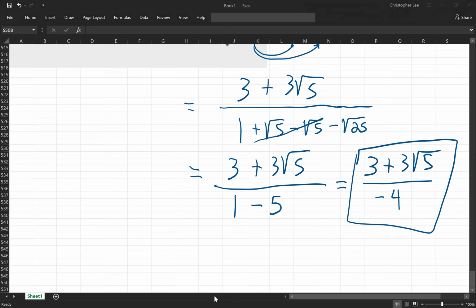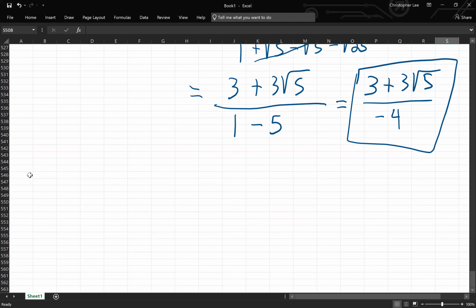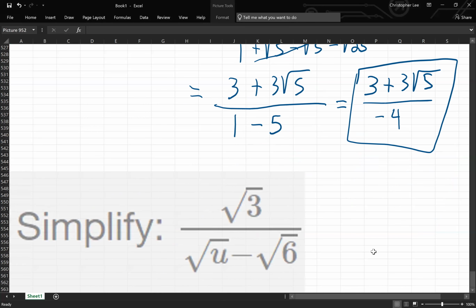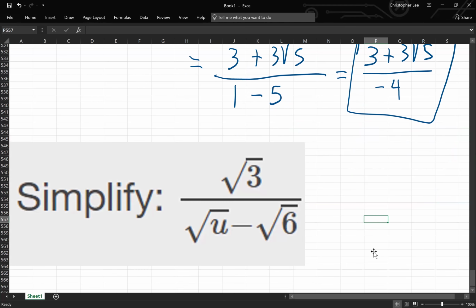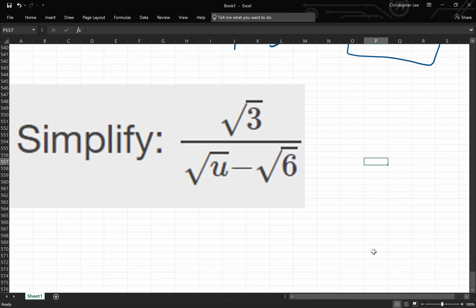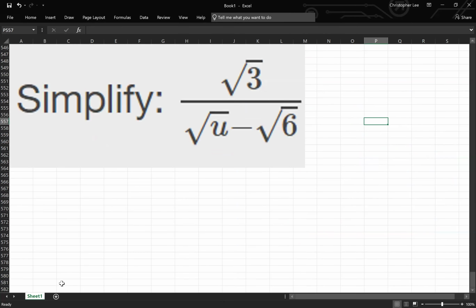We'll make this a little bit more complicated, but same process, same procedure, nothing to worry about. So take a look at this example right here. I have square root 3 divided by square root of u minus the square root of 6. How am I going to answer this? The same way, the same process. Remember, I don't care about the radical in the numerator. I care about the radicals in the denominator.